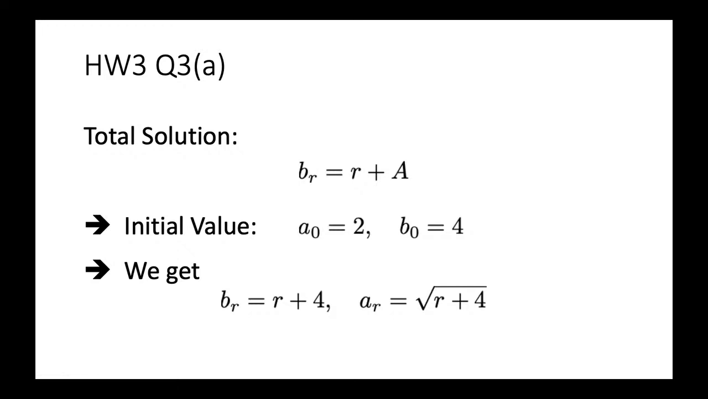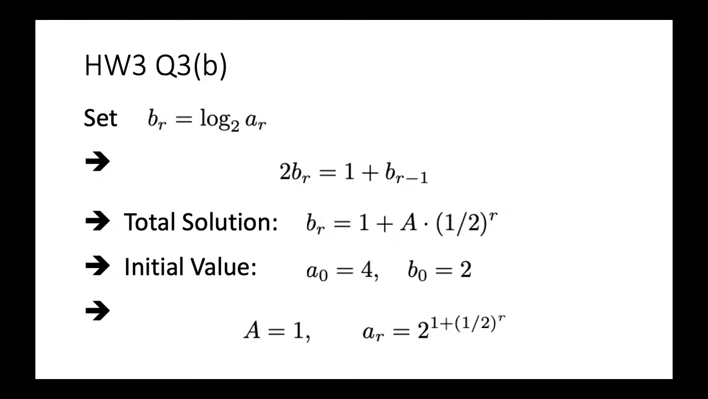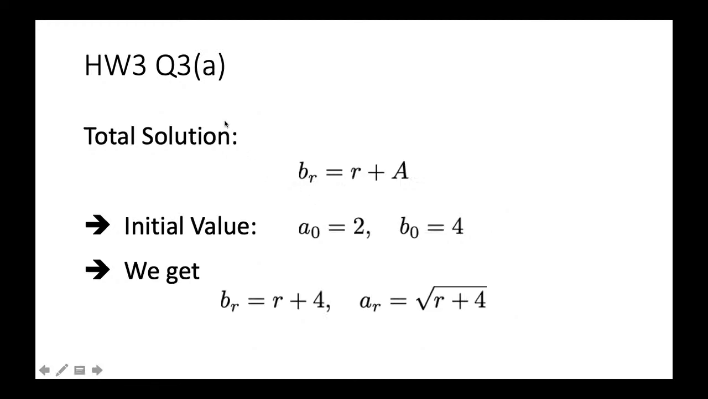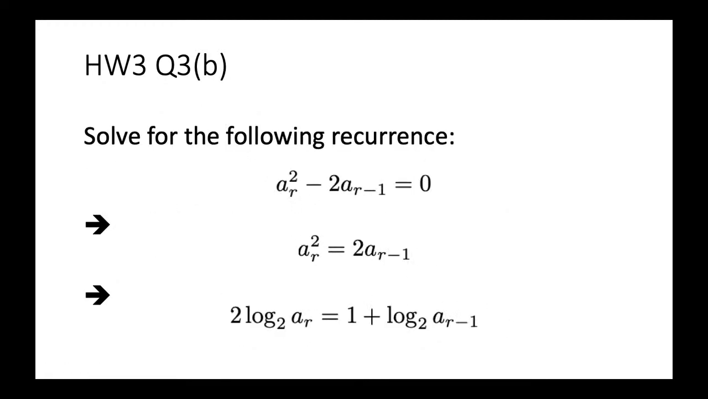So question 3 is tricky. We have another question, question 3b. I forget, the ordering is like this, so this should go first. We want to solve for this recurrence: AR squared minus 2AR minus 1 is equal to 0. Now we get into trouble. This is AR squared, but this is only AR minus 1. So we cannot use BR to represent AR squared, because in that sense, this will be the square root of BR minus 1. But luckily, this is equal to 0.